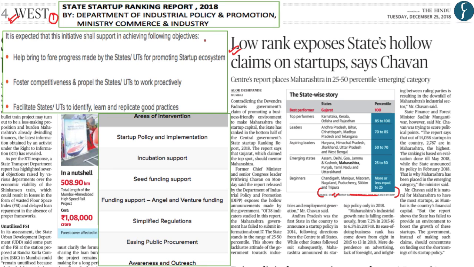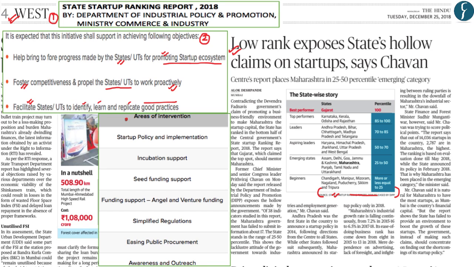The second aspect that you need to understand is what are the objectives of that particular index, wherein the first objective of this ranking is to make sure that states and UTs are promoting startup ecosystem. The second objective is to foster competitiveness and propel states and union territories to work proactively in promoting the startup ecosystem. And the last main objective is to facilitate states and union territories to identify, learn, and replicate the good practices with regards to the promotion of the startup ecosystem.